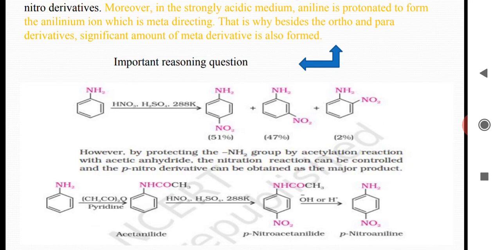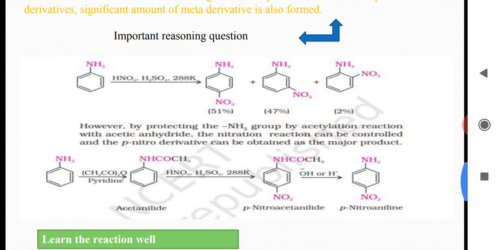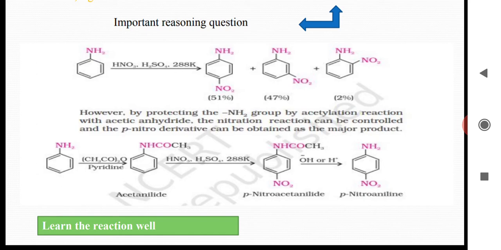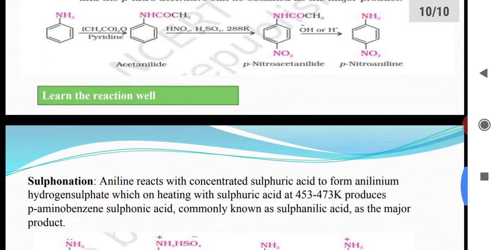And what if we want to have a single product? Then we do the acetylation as we have discussed earlier. After acetylation you can see only the para product is formed.